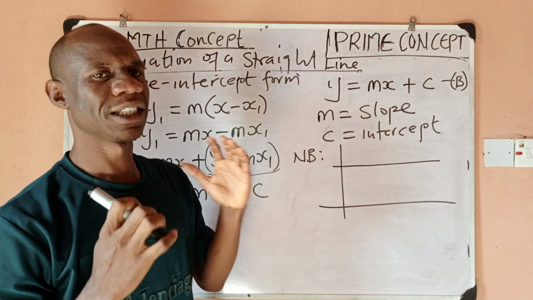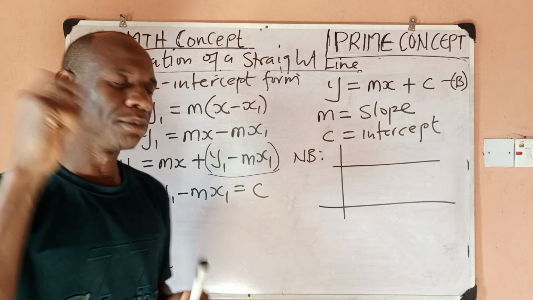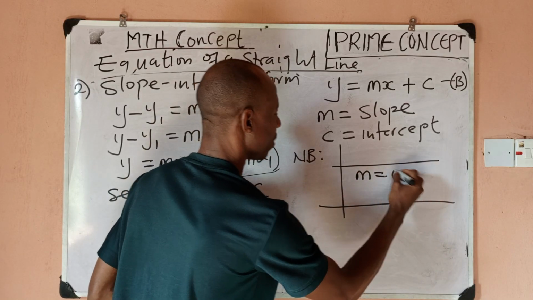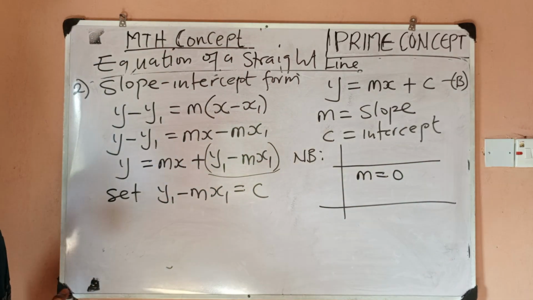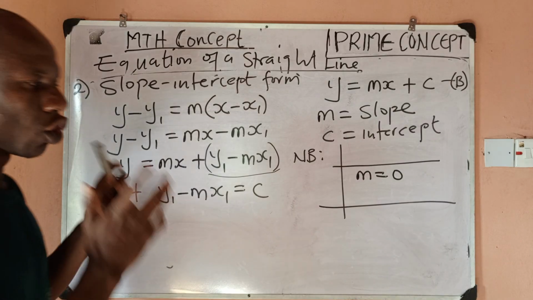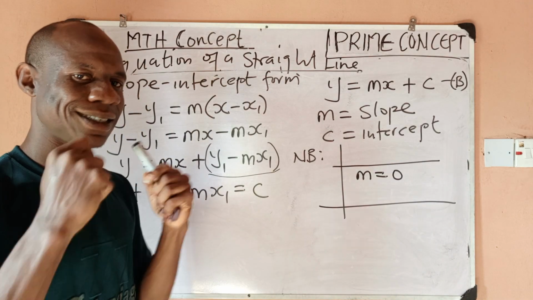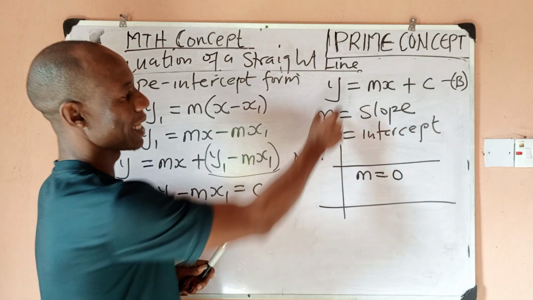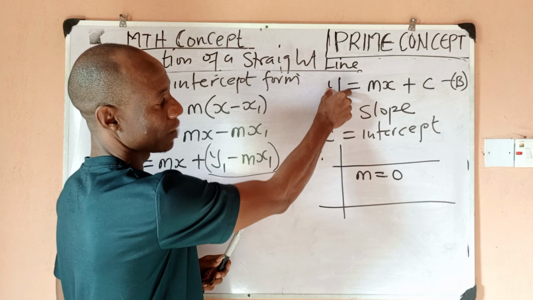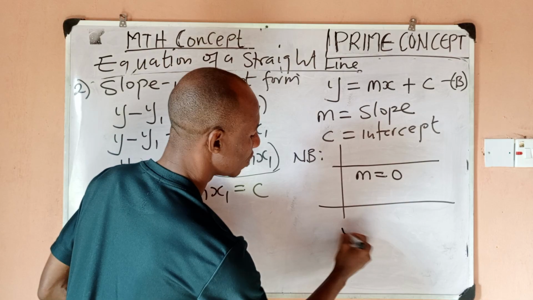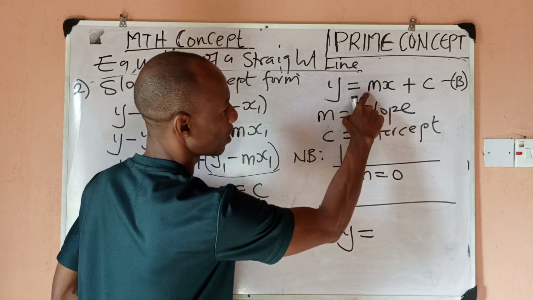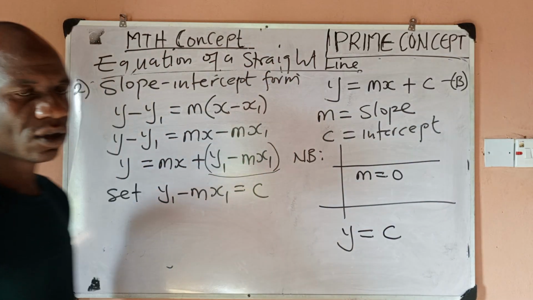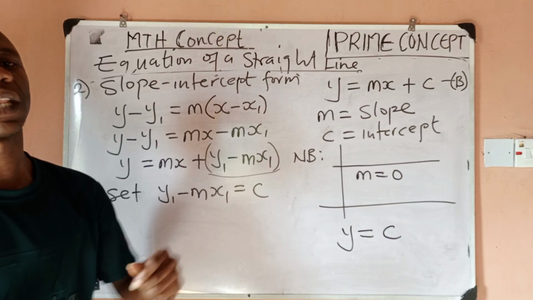If the straight line is parallel to the x-axis, it simply means that the slope in this case is going to be what? 0. So when a line is parallel to the x-axis, your slope is going to be 0. Now, if the slope is 0, it simply means that your equation for a straight line, which is this, would now reduce to y equals, because m is now 0, y equals what? C. So this would now be your equation of a straight line.